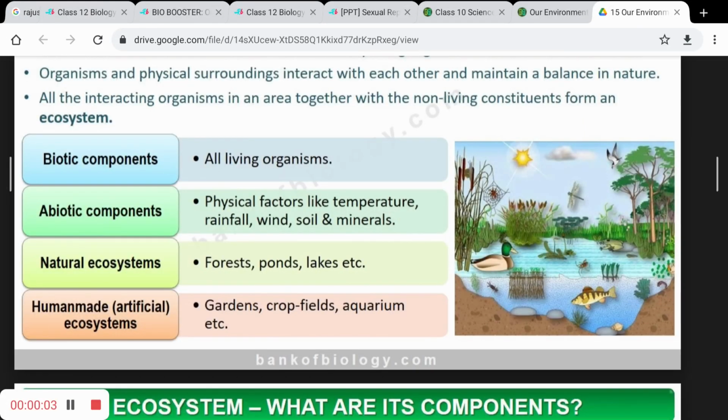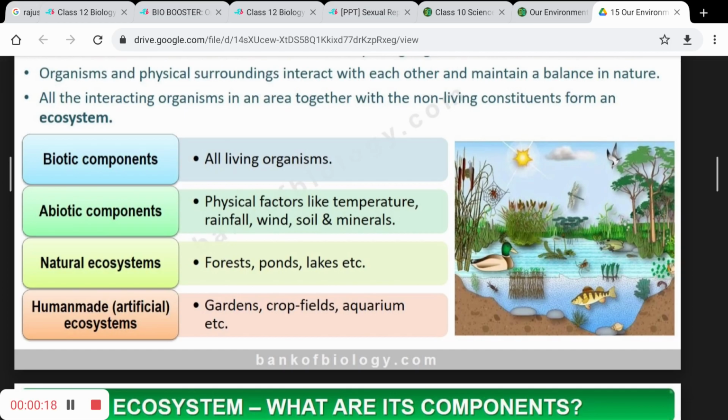Listen, what does ecosystem mean? The first question. The biotic and abiotic components together form the biosphere. It is called an ecosystem. What does biosphere mean? The interaction of living characters as well as non-living characters.